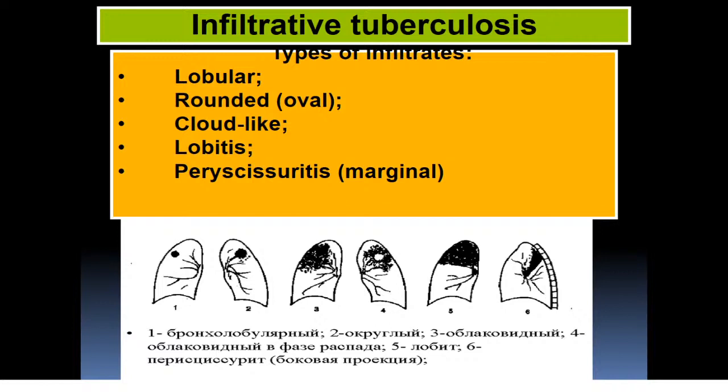Next type of infiltrative shadows is named lobitis. In this infiltrative process, it can affect the whole lobe of the lung. And lobitis you can see on the fifth picture.